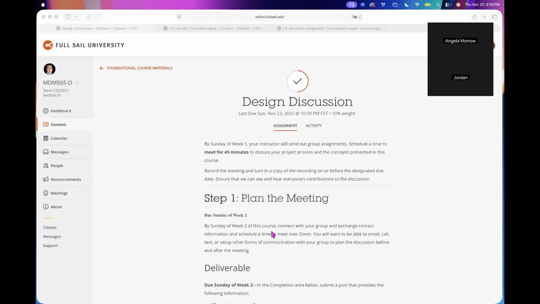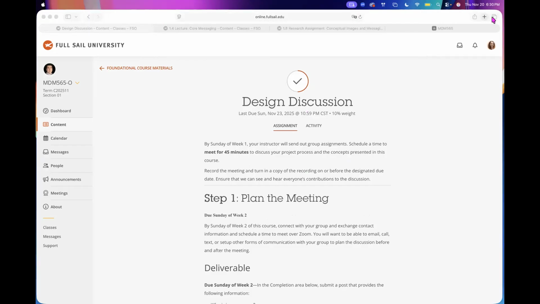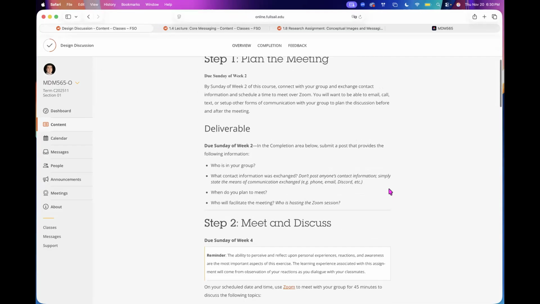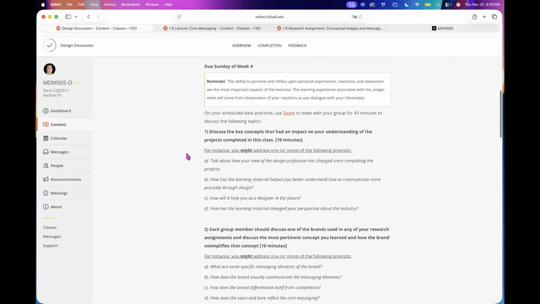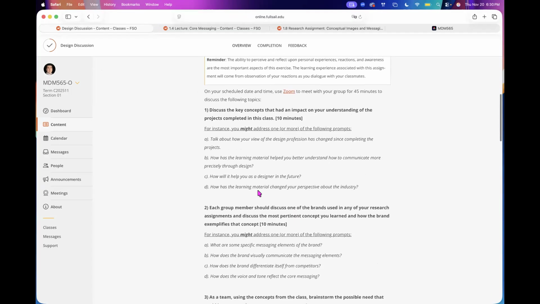So I'm just going to go ahead and share my screen and go over to this design discussion. Can you see this, Jordan? Yes, I can see. Okay, let me try and make this a little smaller. Can you still see the design discussion? Yes. Okay, perfect. Okay, so step 2, meet and discuss. We'll just go through these.